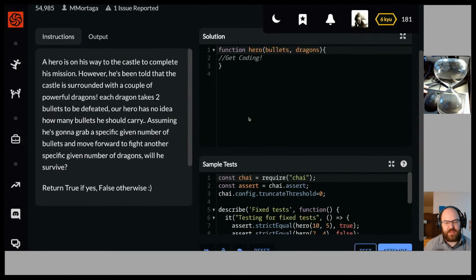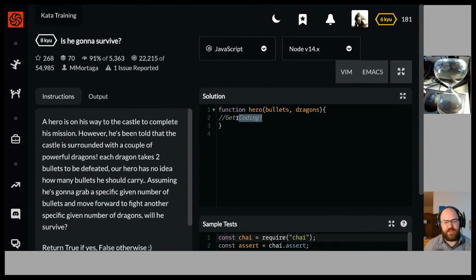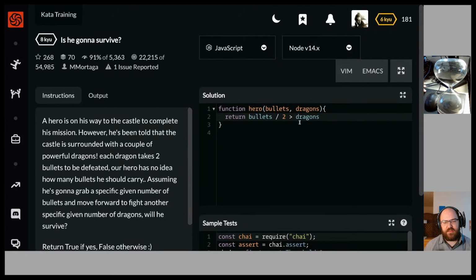So it comes down to, is it just return bullets divide by 2? That's not the correct syntax for integer divide. I think I have to be more careful than what I'm writing here, but let's see.